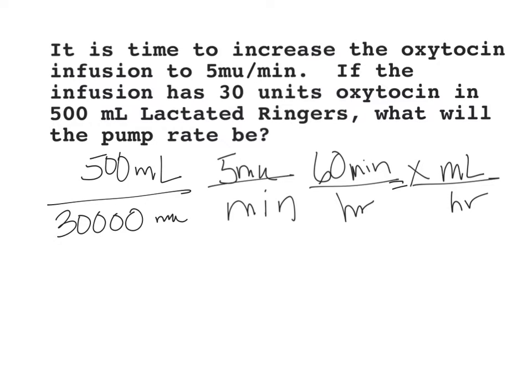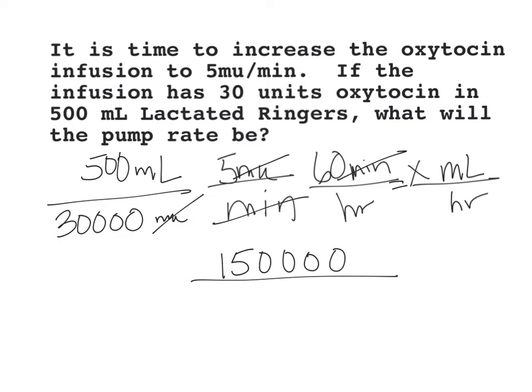We can start canceling out the units that we don't need. We don't need minutes, so we can cancel those out. We don't need MUs. We can cancel those out. Now, those of you who don't like to reduce fractions, just multiply straight across. We have 60 times 500 is your 30,000, times 5 would be 150,000. It's a lot of zeros, making me nervous, but it's okay with me if you don't really want to do that.